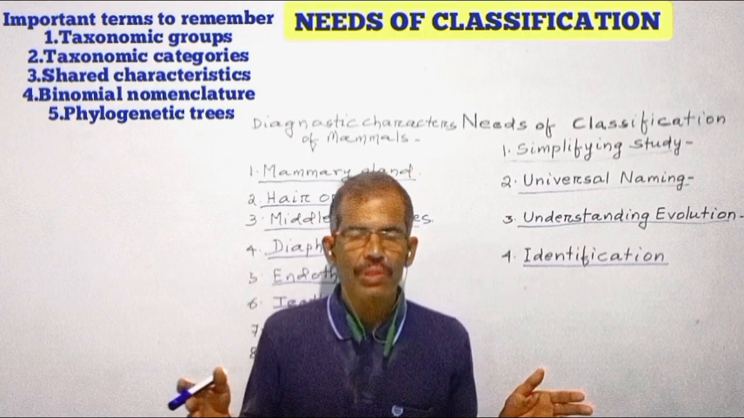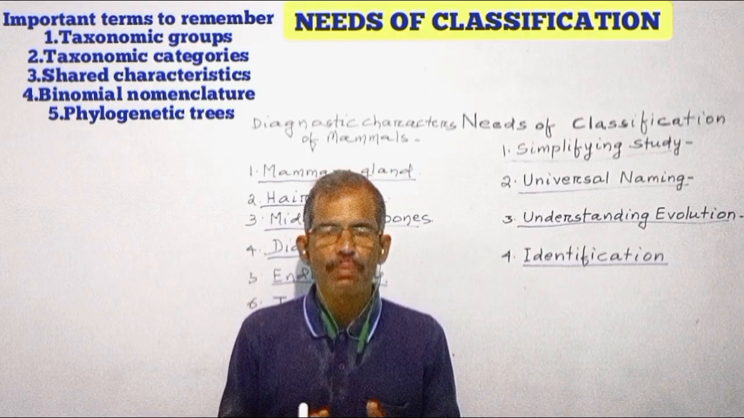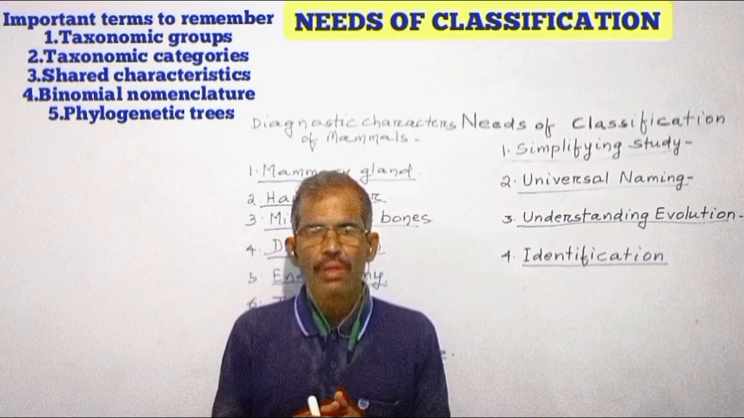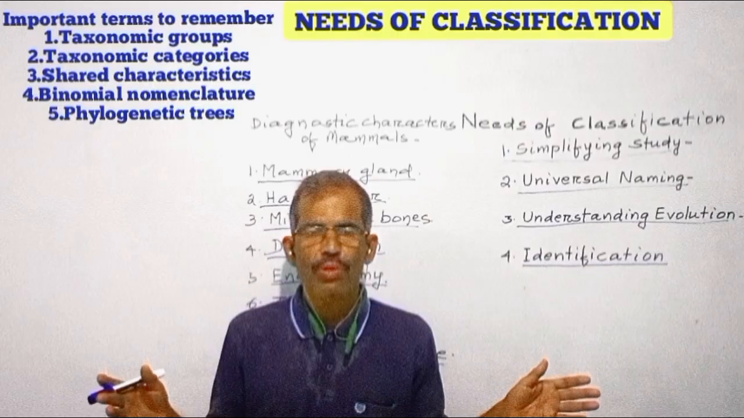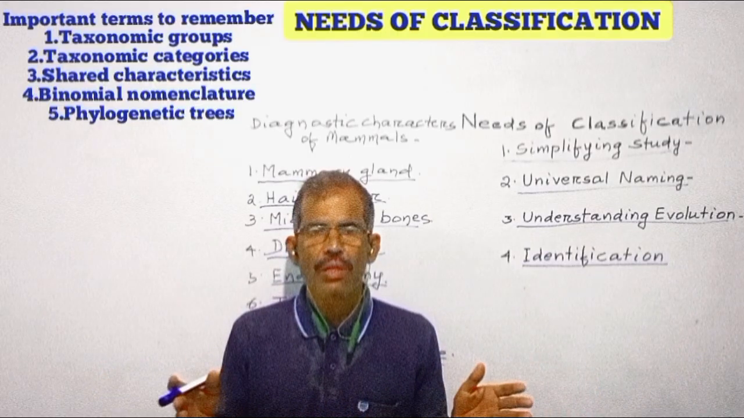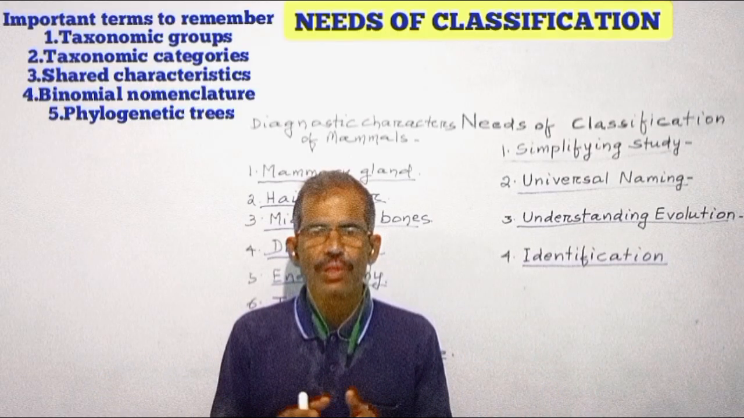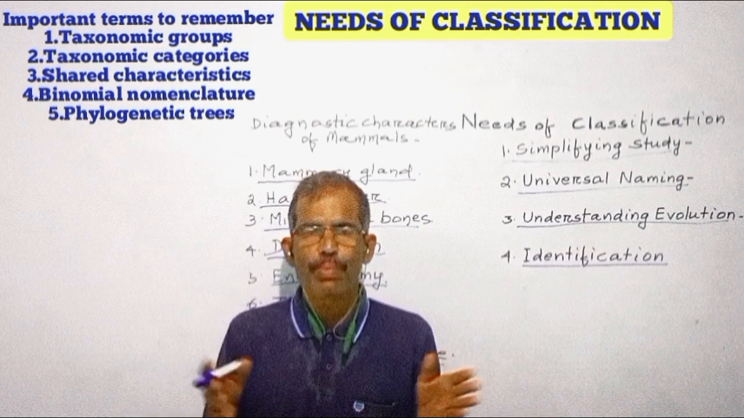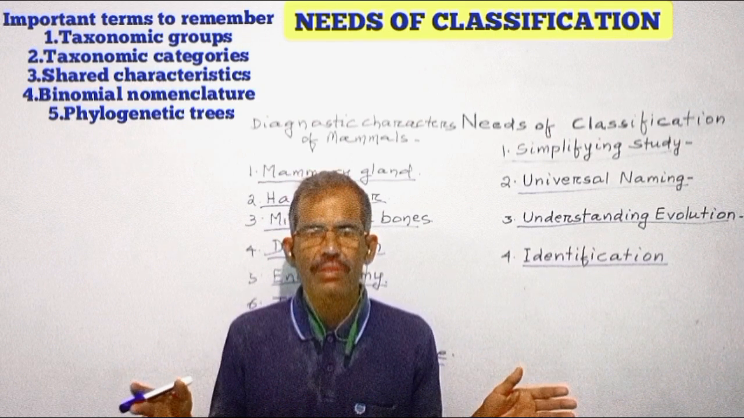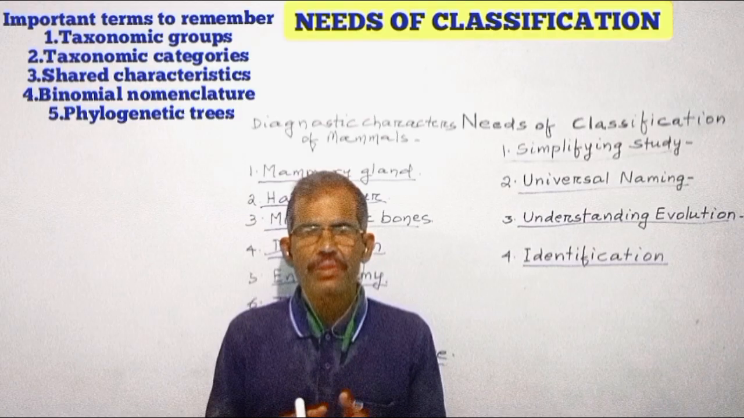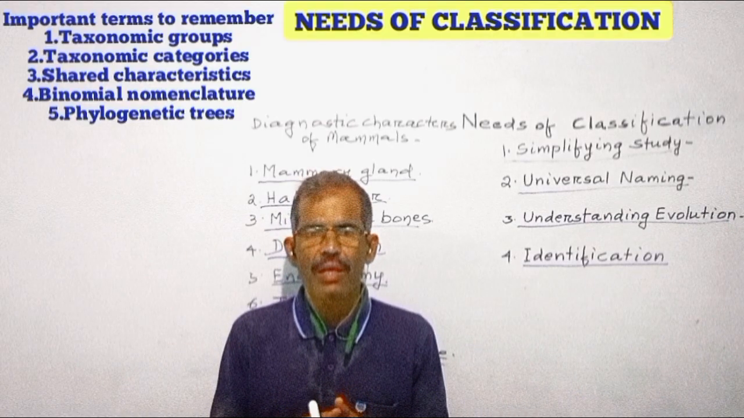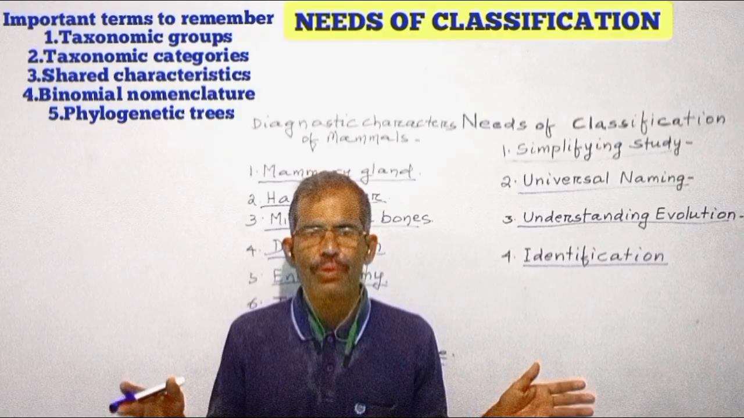Now the question is, what are the needs of classification? What is classification? Classification is a process by which organisms are divided into different groups known as taxonomic groups based on their shared characteristics. Each taxonomic group is then placed in a suitable rank known as taxonomy category.